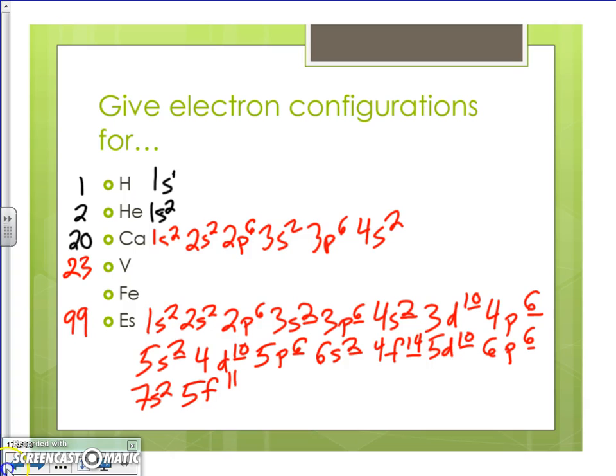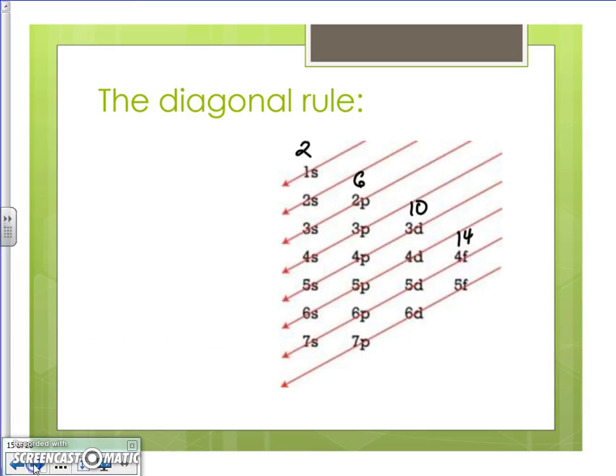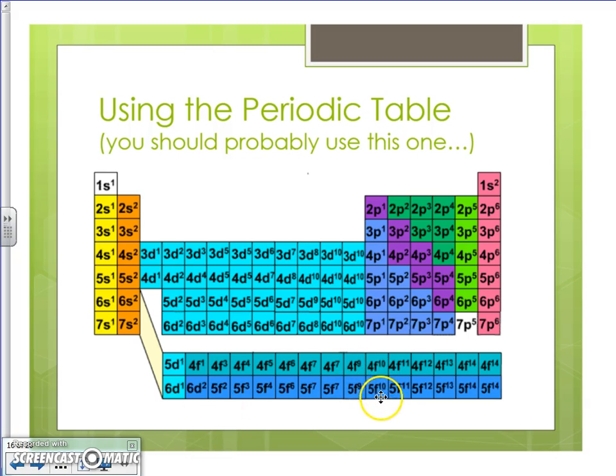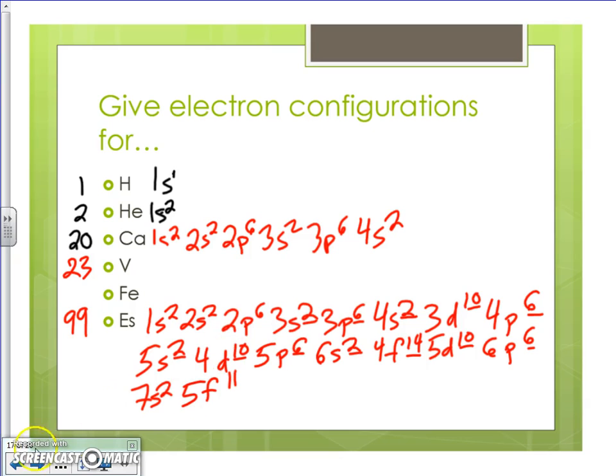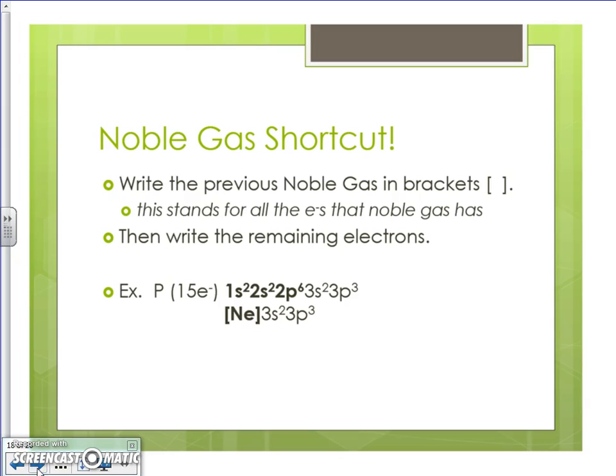And if we go back and look at our cheat here, 5f11 is what we should have ended at. 5f11 is what we did. All right, so you'll see that it stinks to write every single thing out. So we do have something which is called the noble gas shortcut.